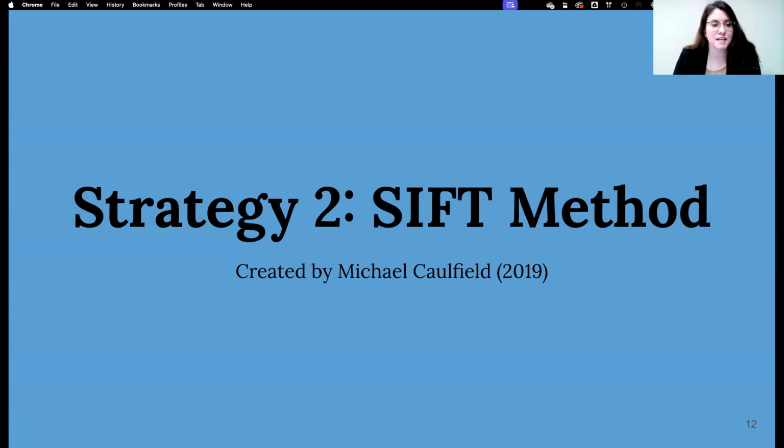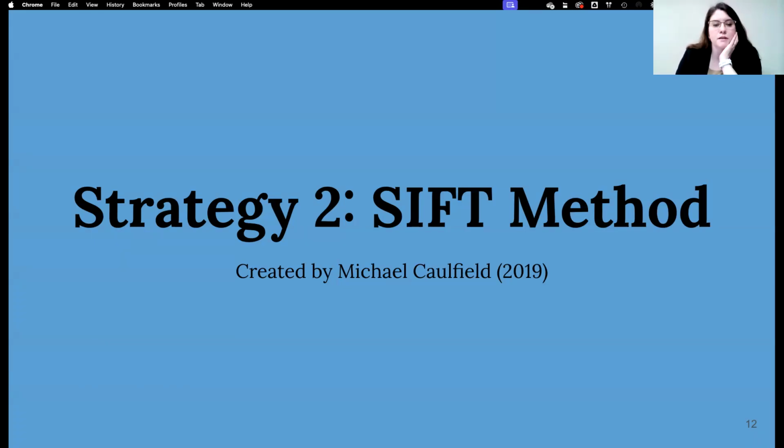Okay, so let's dive into the second strategy for evaluating information, the SIFT method. SIFT is a tool designed to help you determine the credibility and reliability of media shared online. It's a quick and simple approach that can be applied to various types of online material, including social media posts, memes, statistics, videos, images, news articles, and other online content.